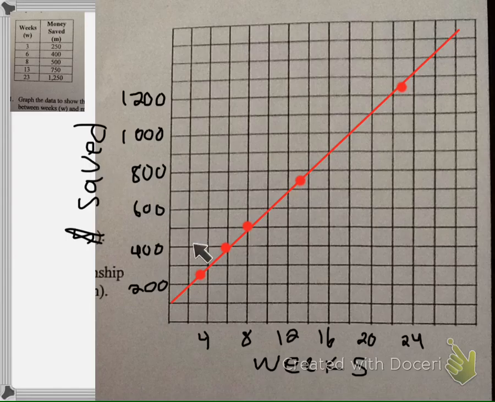Make sure on your graph you have labels, weeks and money saved, and that your numbers are going at a constant rate. So here I'm numbering by 2, but actually labeling by 4: 2, 4, 6, 8. Here I'm going up by hundreds, and then I plotted my points and put in my line. So make sure you have all of those parts to get full points on your graph.